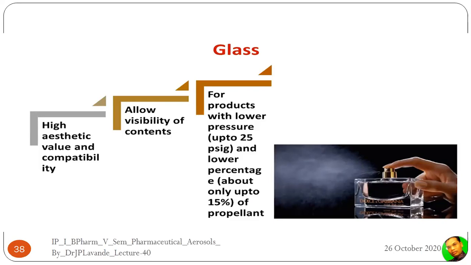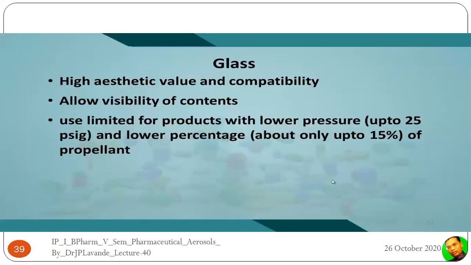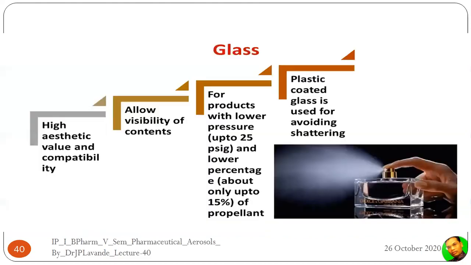So they have their advantages, like high aesthetic value and compatibility. They will be compatible with these agents. They will allow the visibility of the content. Just from outside we can observe the content. And for products with lower pressure, up to 25 psig, and lower percentage, only up to 15% of the propellant, the glass can be used effectively. The glass has high aesthetic value, allows visibility of the content, and their use is limited to products with low pressure.